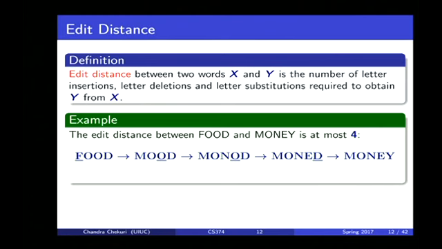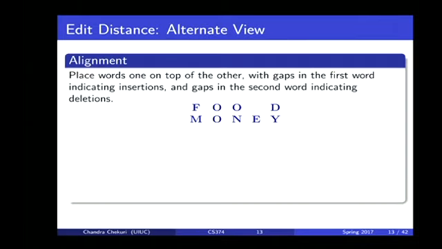So we'll think about it equivalently as a slightly different problem, what's called an alignment problem. Instead of thinking about sequentially converting food to money, we'll put food on top, money on bottom, and align the strings in a way so that we can see what we're editing. So how do we do it? This is what's called an alignment, in the following sense.